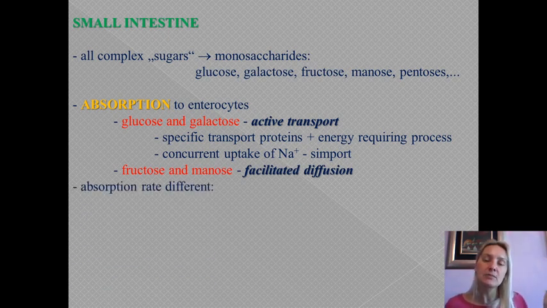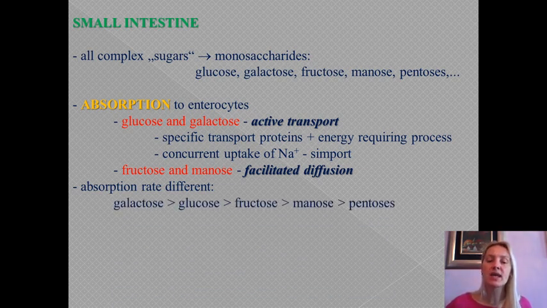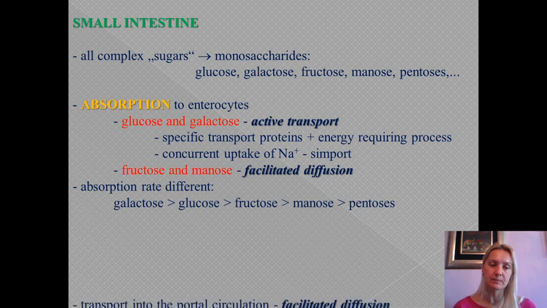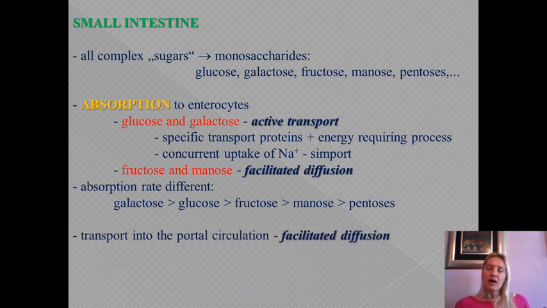Apart from the absorption mechanism, the absorption rate is also different. So, for example, galactose is absorbed the quickest, so the absorption rate of galactose is the highest, and then come glucose and fructose, mannose, and the slowest absorption is for pentoses. After the absorption to enterocytes, our monosaccharide units have to leave the cells, so they have to be transported from enterocytes into portal circulation, and that is achieved by facilitated diffusion.